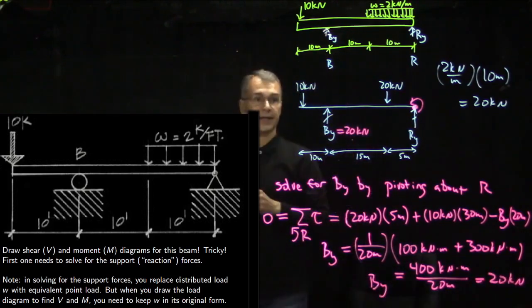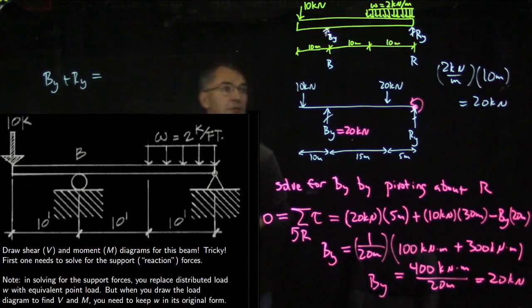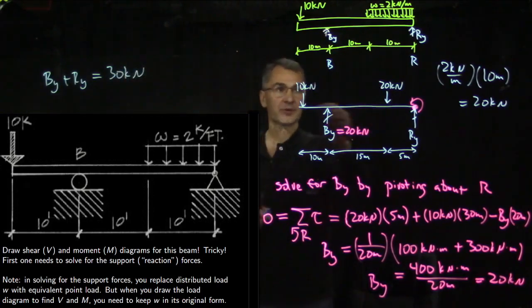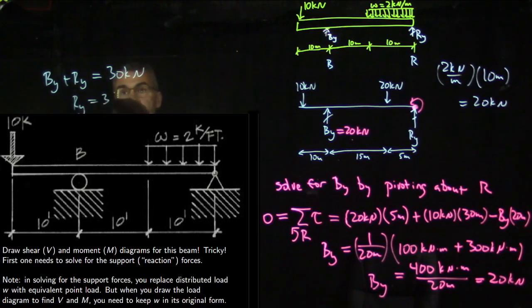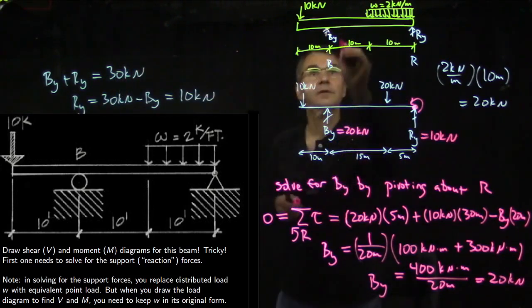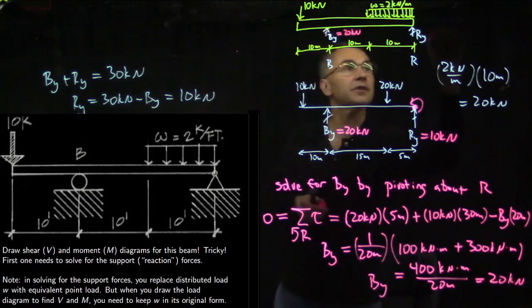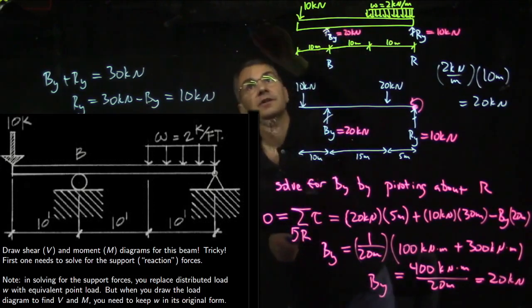And then we know that By plus Ry equals 30 kilonewtons. So all the downs add up to 30 and all the ups add up to By plus Ry. So that gives us Ry is 30 minus By, which must be 10. So this is 10 kilonewtons. Okay, so this is 20 and this is 10. So then this is our load diagram.